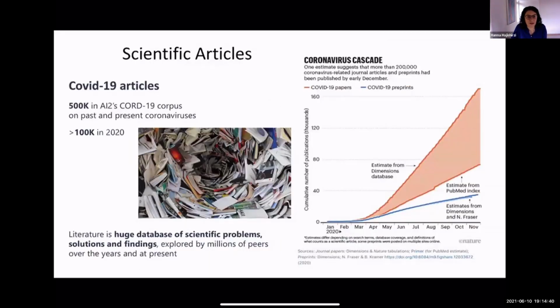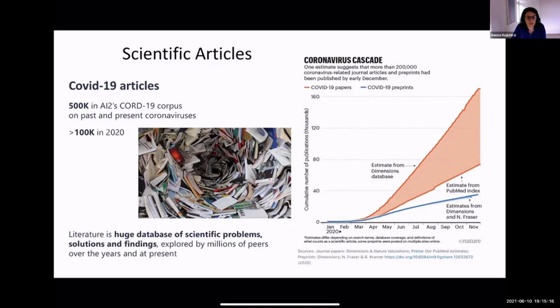In particular, it's really important to make sense of scientific data because we have a really large collection of scientific articles, and this increased a lot over the past year with the surge of a lot of COVID-19 articles. For example, the COVID-19 corpus at AI2 has about 500K documents to date, and only about 100K of them were in 2020. As you see, we have really big growth in the number of scientific articles.